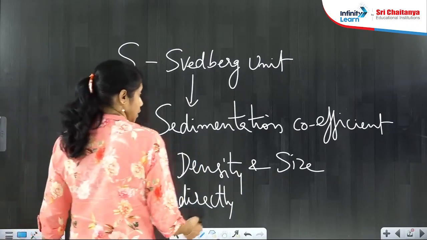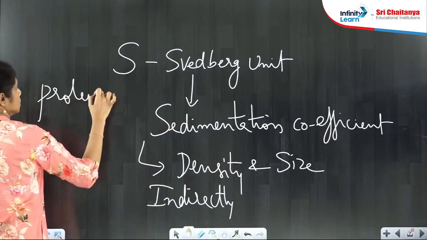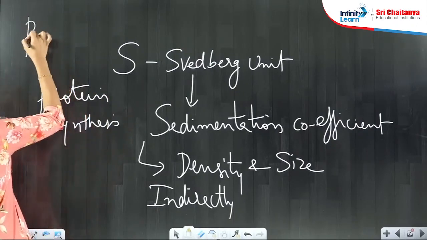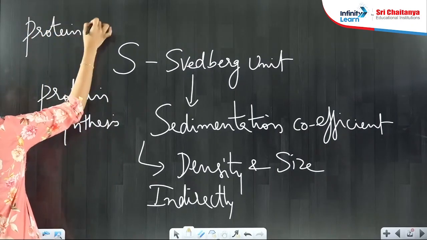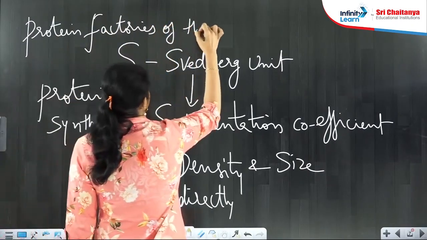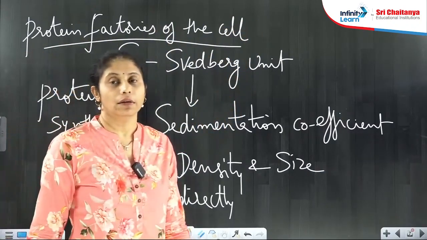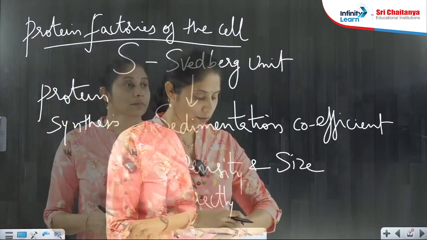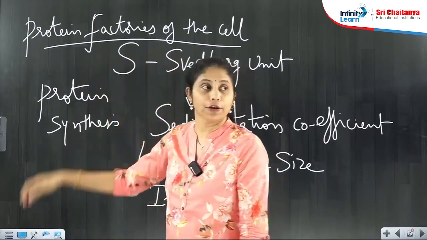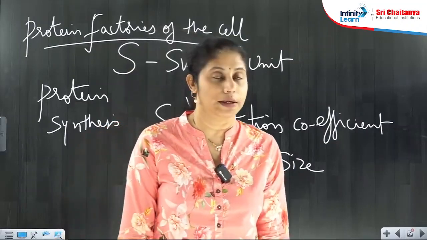The last one, the function of ribosomes. They are involved in protein synthesis. So ribosomes are called the protein factories of the cell. What is the ribosome function? Protein synthesis. As they are involved in protein synthesis, they are called protein factories of the cell. If you have any doubts, you can ask here.